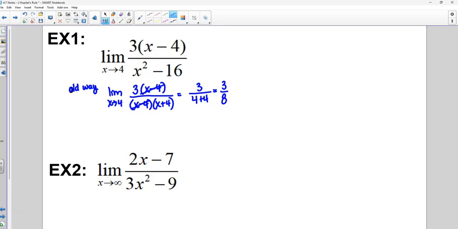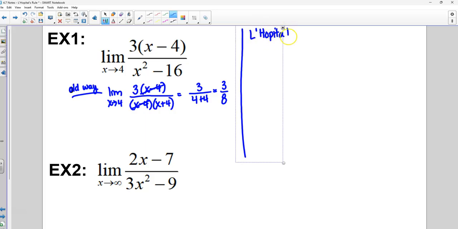So now the condition for L'Hopital's rule. So using L'Hopital's rule, this is the old way right here. Using L'Hopital's rule. I'm not even saying it's easier. I'm just showing you how to do it. If it is FRQ, you have to do the conditions. The condition is that the limit as x approaches 4 of this function has to give you indeterminate form 0 over 0.